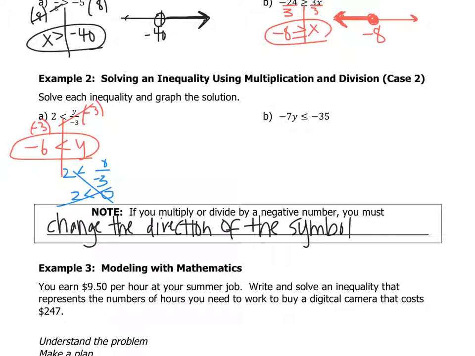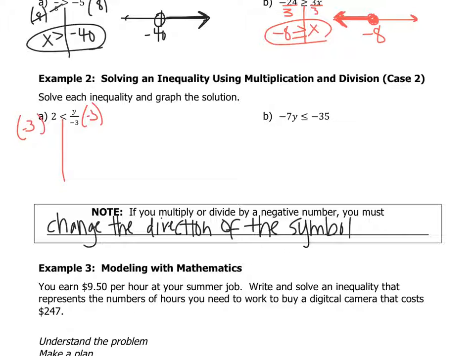So we change the direction of the symbol, and then everything that we just did has to go away because that was all wrong. So now go back up to me, hopefully you were using a pencil. Now when we go back up here and we still multiply both sides by negative 3, that less than sign has to get switched to a greater than sign. So now y is less than negative 6, or negative 6 is greater than y.